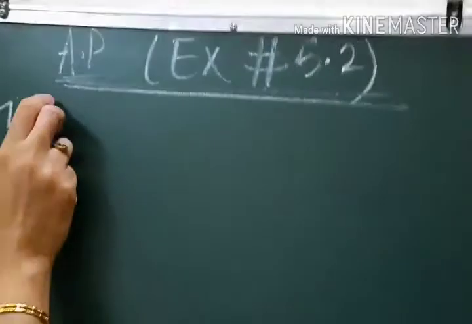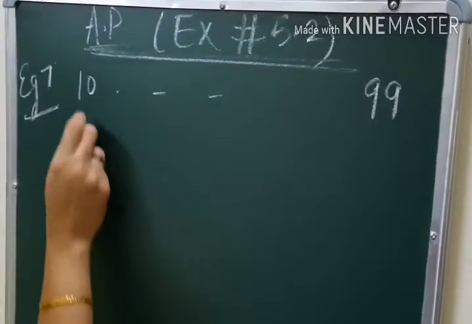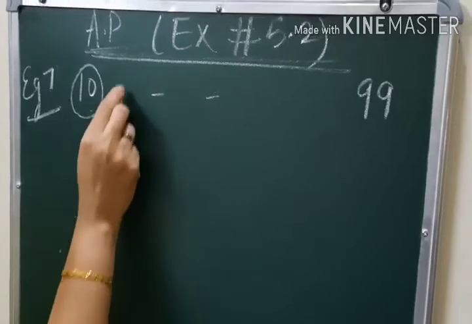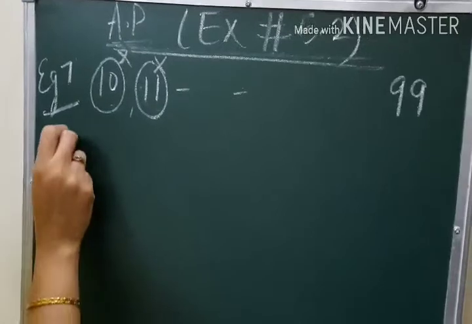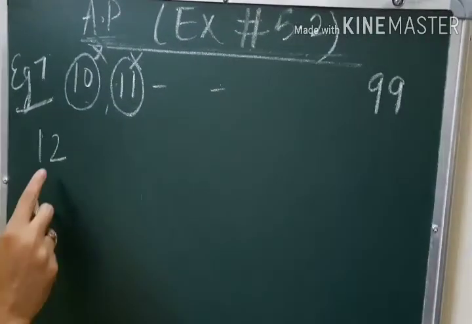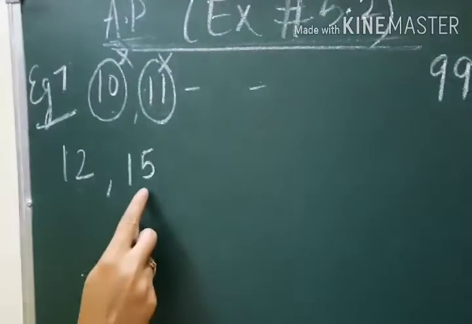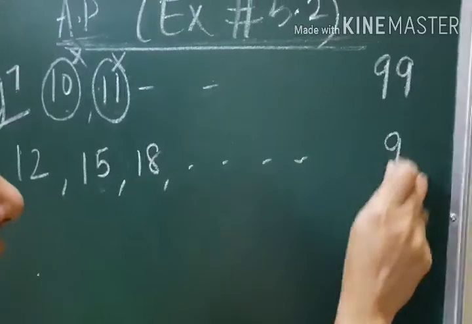The 2-digit numbers start from 10 till 99. Now you have to see that this number 10 is not divisible by 3. Similarly, 11 is not divisible by 3. So our list will start from 12. After 12, what is the number? 15, which will go by 3. Then 18, which will go by 3, and so on till 99.